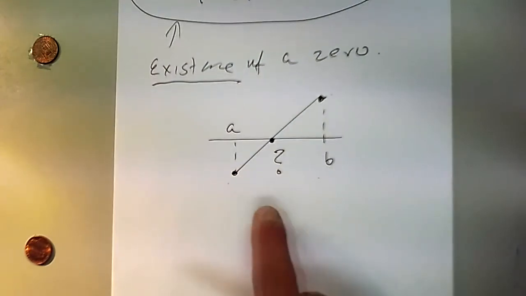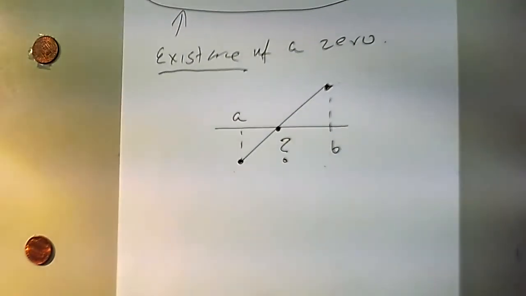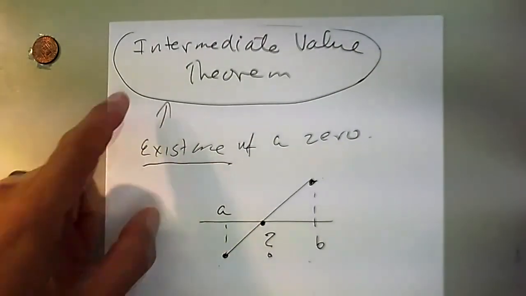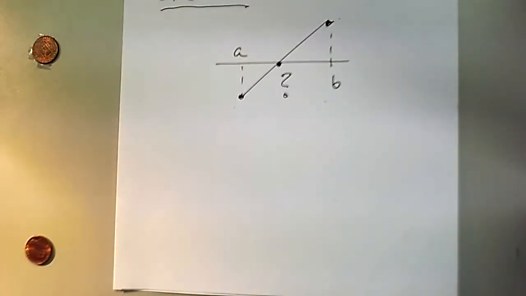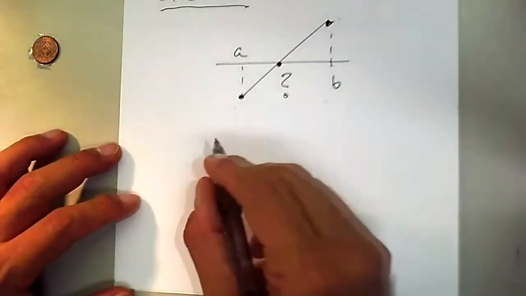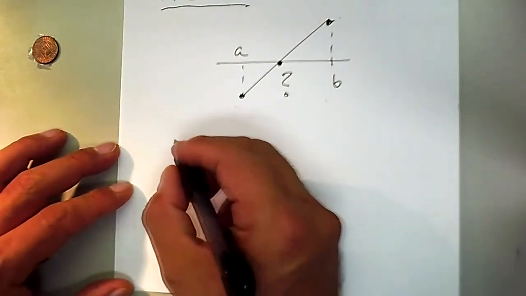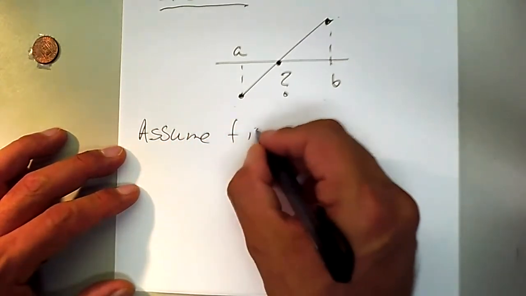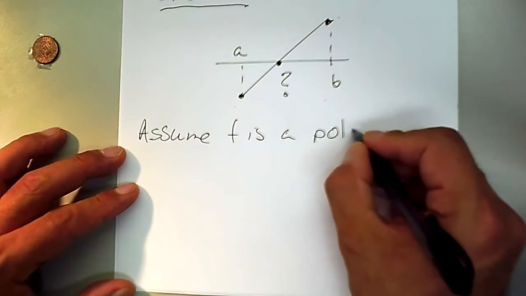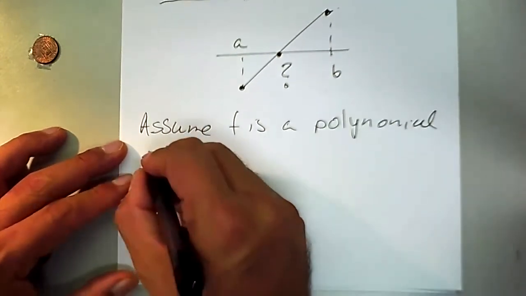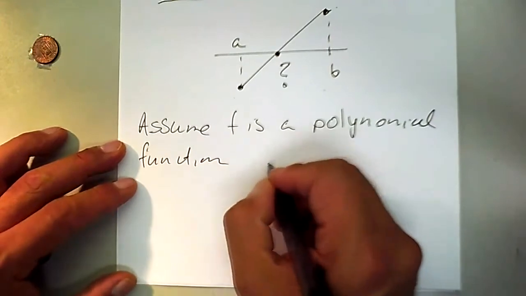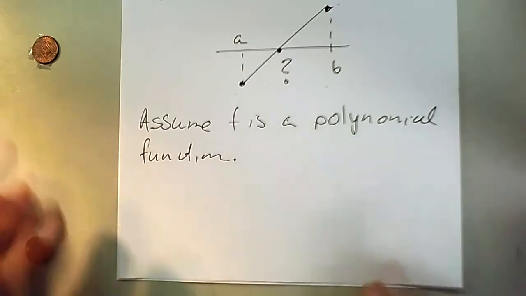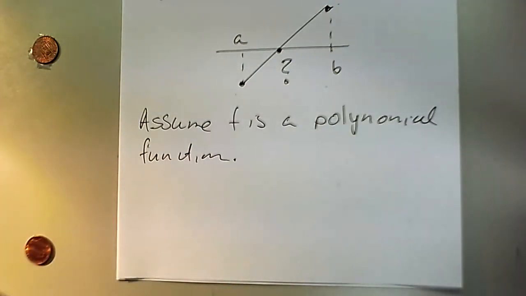I'm going to give you a narrow statement of the intermediate value theorem. This is not the way we write it in calculus, but it works. So assume f is a polynomial function. That means that the domain is all real numbers. Polynomials don't have an issue with domain.